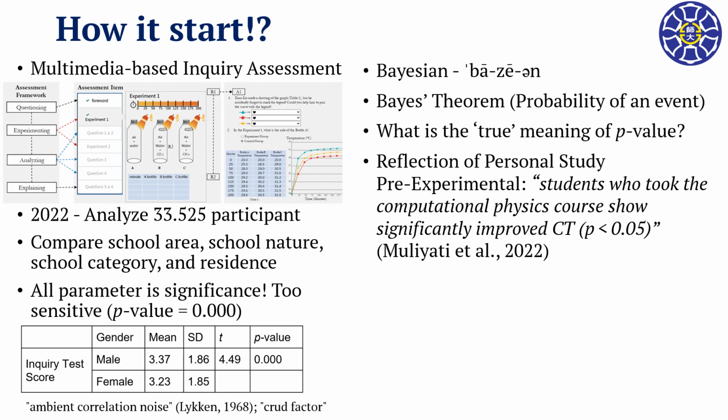I tried to make some reflection on my personal study at the time. I had conducted some research using the p-value, published in a really high impact journal in SSCI. I used a pre-experimental design. I quote my conclusion: students who took the computational physics course showed significantly improved computational thinking, p-value less than 0.05, which is a really significant difference.